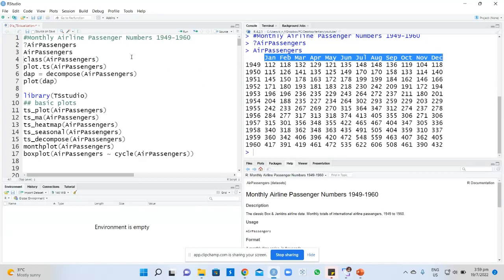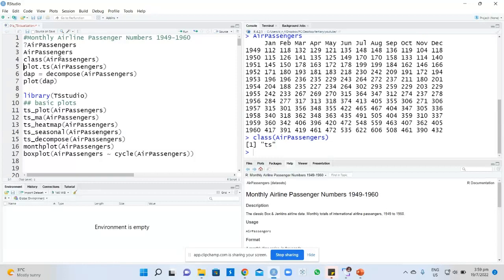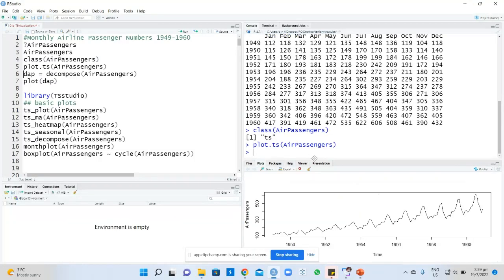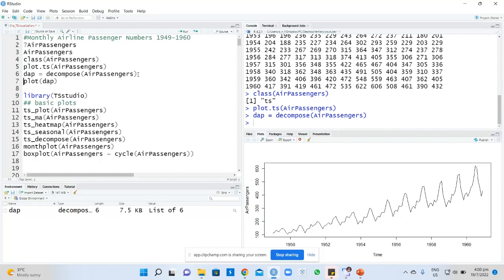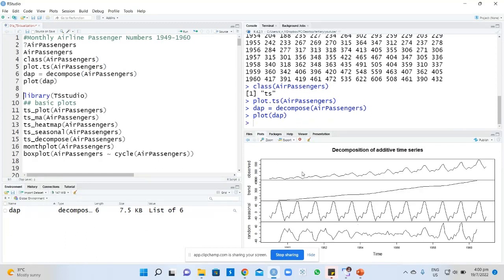All right? Okay. So, if I were to look at the class of the time series, it is actually a time series class. It is very simple to plot the time series. Just plot ts and you get the time series from 1949 to 1960. Now I'm going to teach you the decompose function, which basically breaks down the time series into the individual components I was talking about just now.